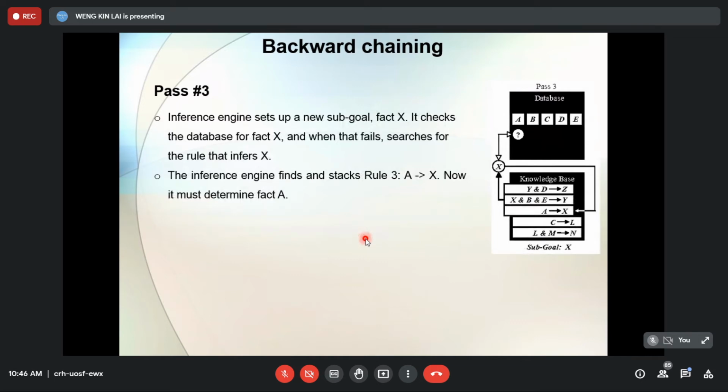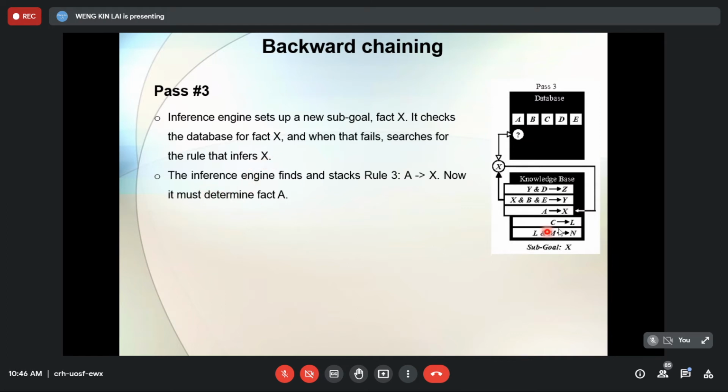So in the third cycle, I have now set up the new sub goal as X. Your inference engine will then set up fact X as your new sub goal. It will check your database because I have B and E. Of course, it's understood that B and E you also need to check, but B and E I can clearly see, except for X. So X is not there, so you check your database for fact X, and when that fails, I can see it fails, it's not there. So therefore, I will find out the rule with X as my sub goal.